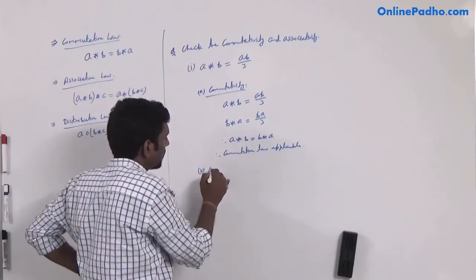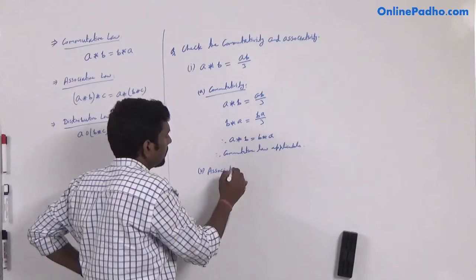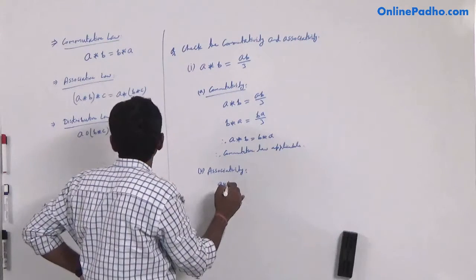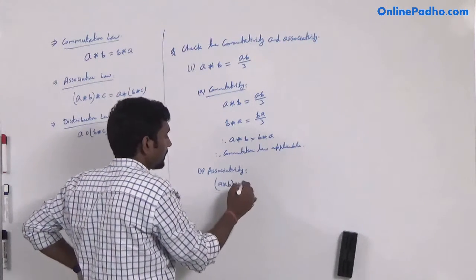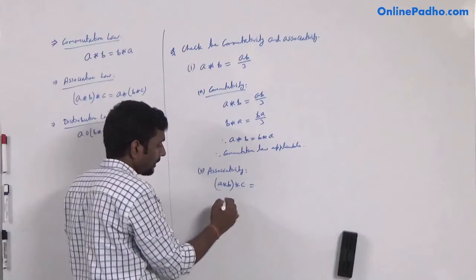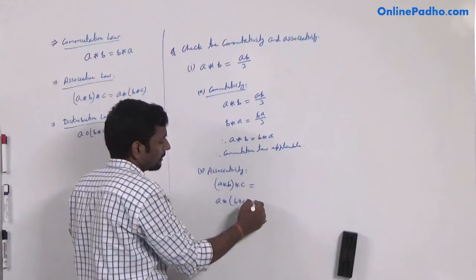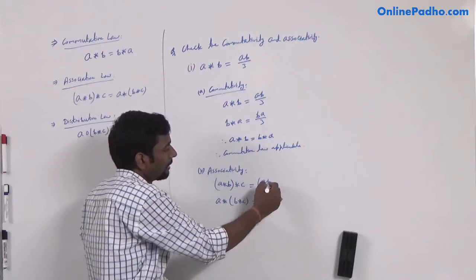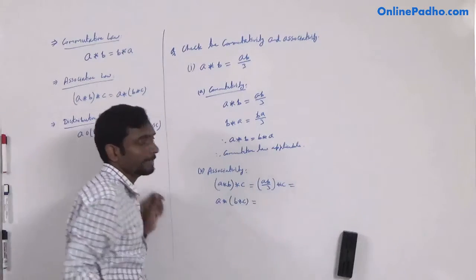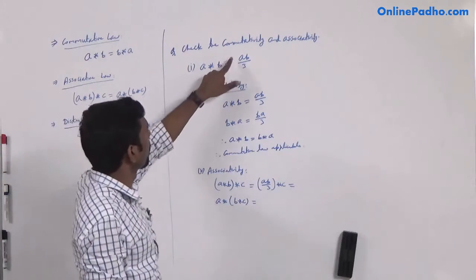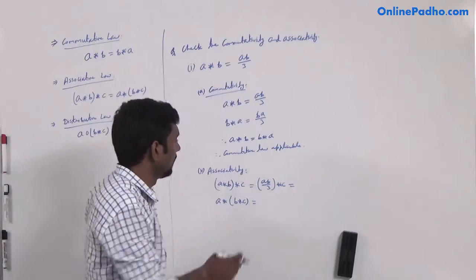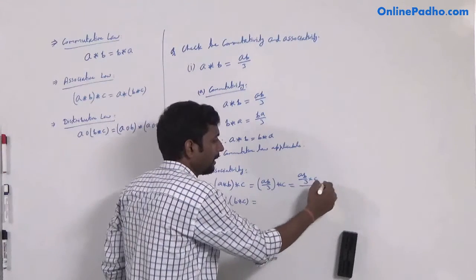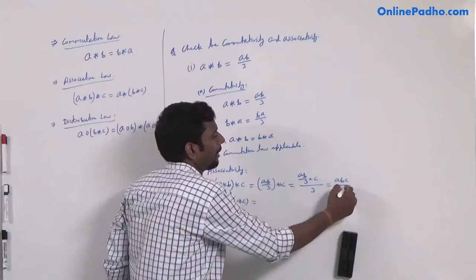Second, we have to check the associativity. How to check this? We have to find (A star B) star C, and secondly A star (B star C). A star B is AB by 3, so we can write it as AB by 3 star C. What do we mean by A star B? The product of both A and B divided by 3. AB by 3 multiplied by C, with the product divided by 3, can be written as ABC by 9.